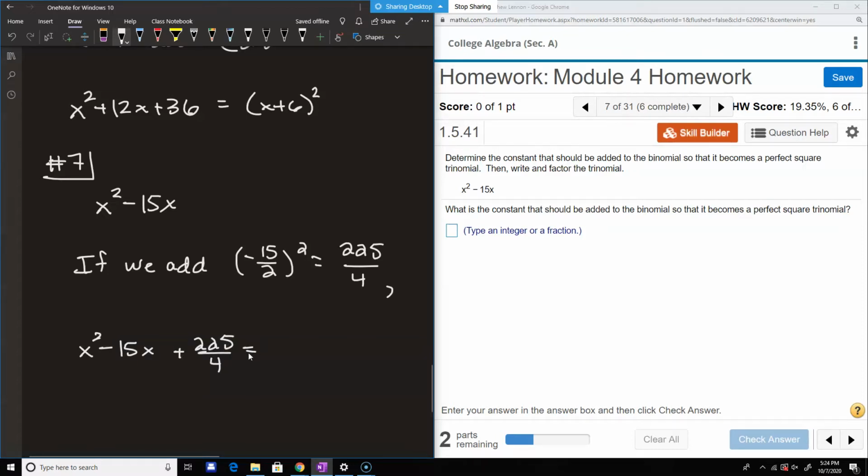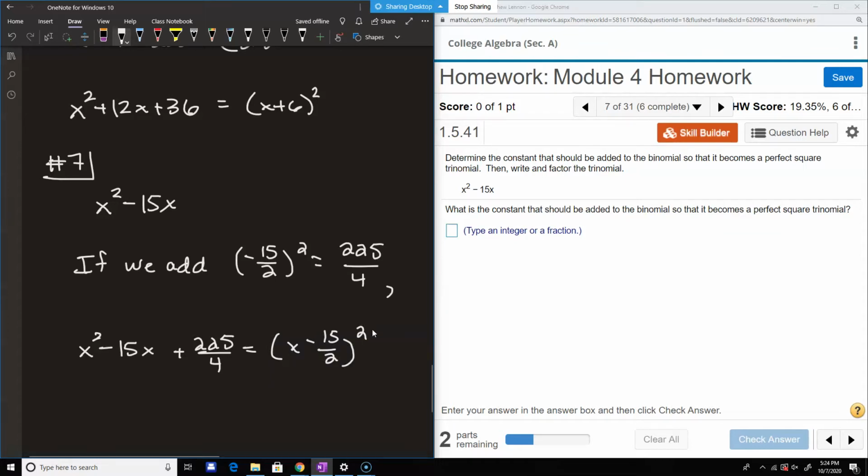How will it factor? Well, this thing that you're squaring is always the number that goes in the factorization. Does that make sense? So we're squaring negative 15 over 2, so that means the thing that it factors into is going to be x minus 15 over 2. So you don't have to refactor it in your head and use all that brain power. You can just say, okay, I'm immediately given the numbers that work with this completing the square process.